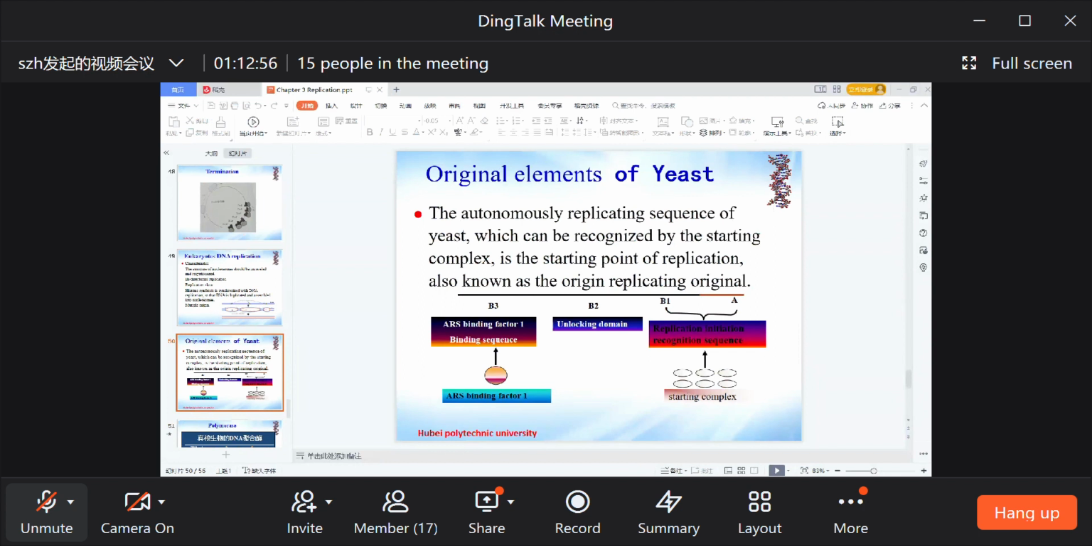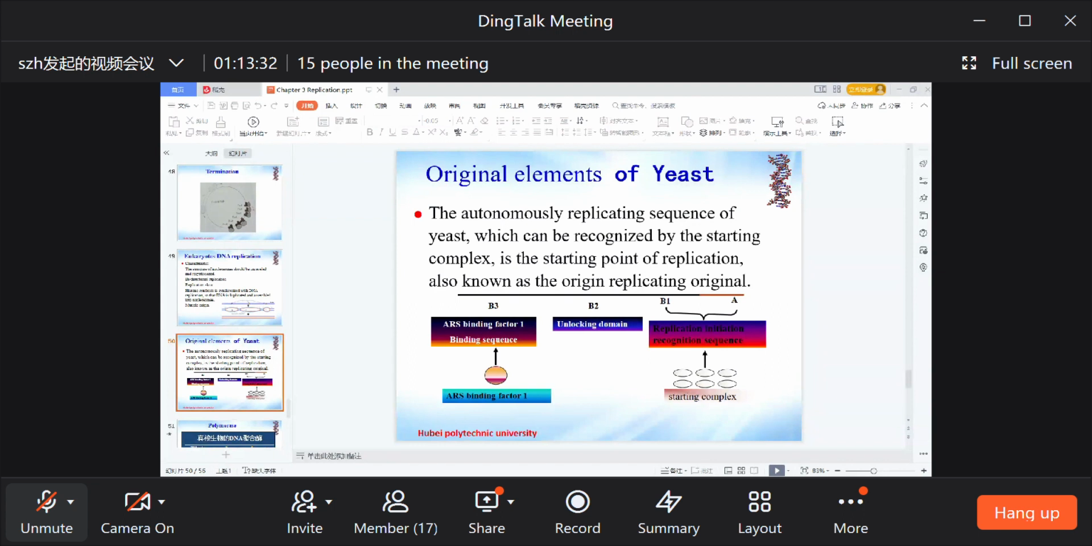And another DNA structure is the telomere. The telomere DNA is catalyzed and synthesized by telomerase. This kind of enzyme contains a protein, the enzyme part, and at the same time contains a nucleotide sequence. So here you can see the PPT.